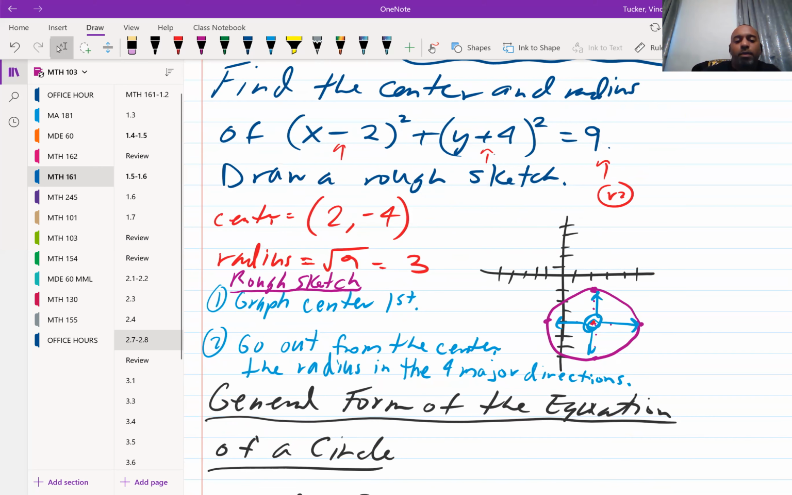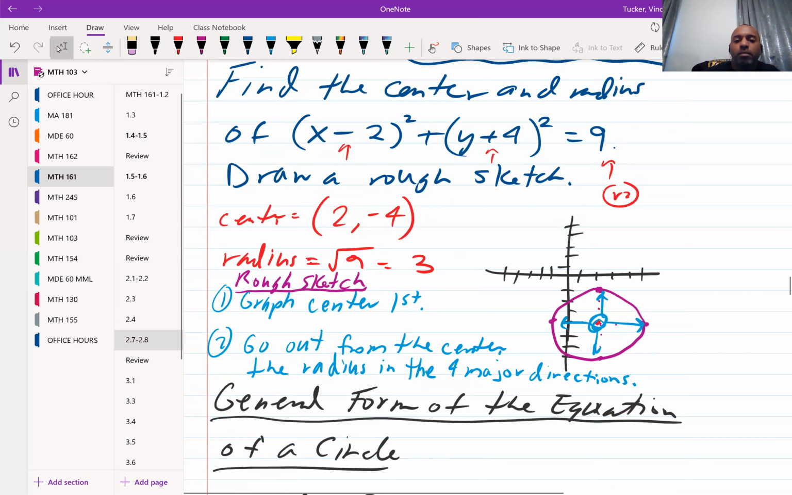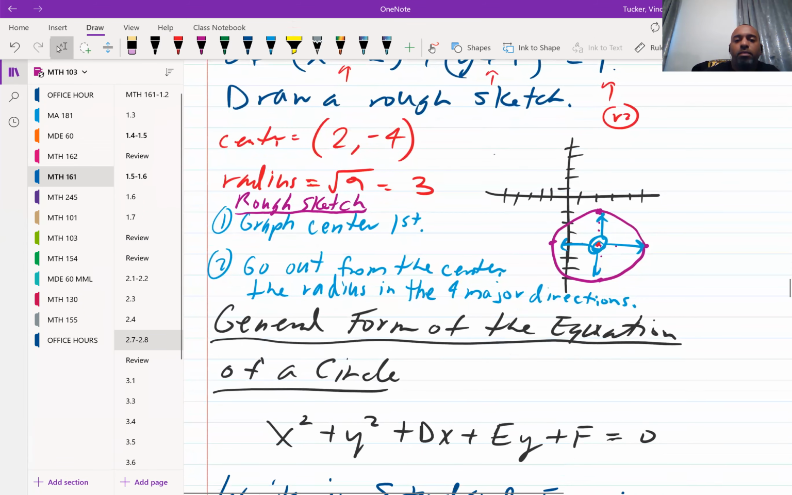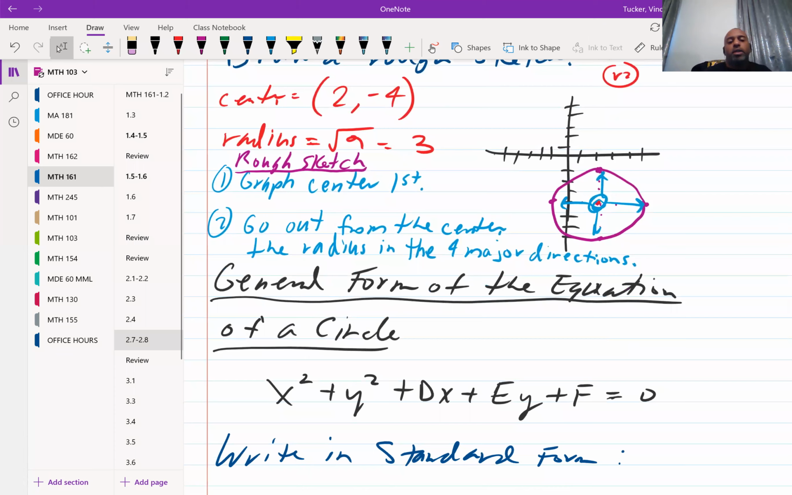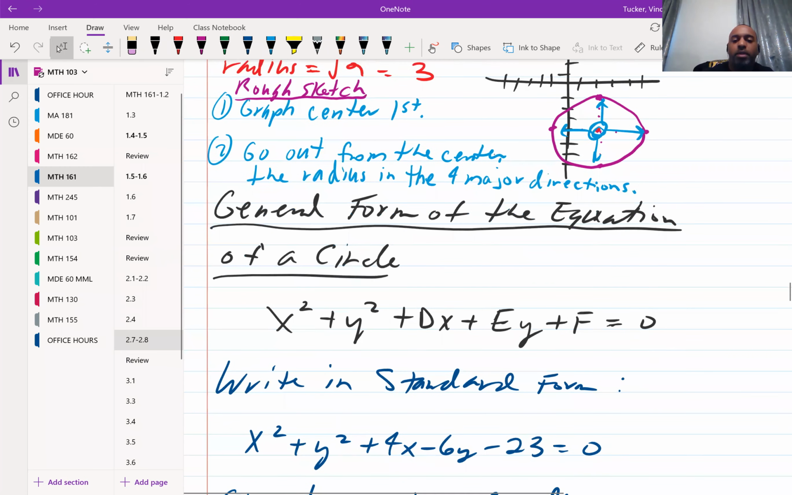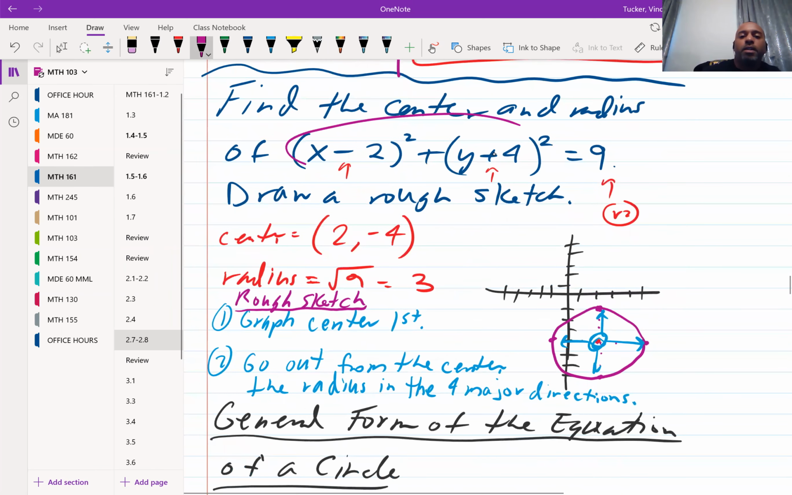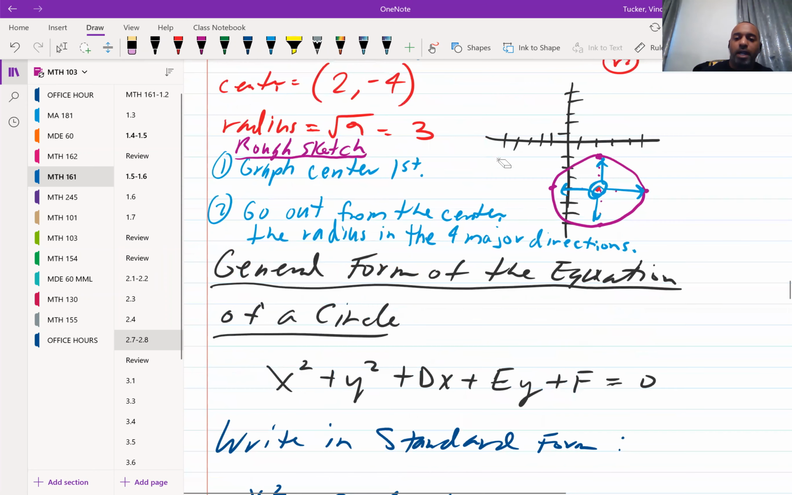So we have the general form of the equation of a circle. Am I okay to scroll up? We've got x squared plus y squared plus dx plus ey plus f is equal to 0. So that's your general form. In other words, we take what we had initially. Let me go up here. So you take this right here, you expand it out and bring the 9 over. So that's what the general form is. Notice that one side is equal to 0. So that's just expanding it out, simplify as much as possible, and bring that number on the right to the left. So that's your general form.